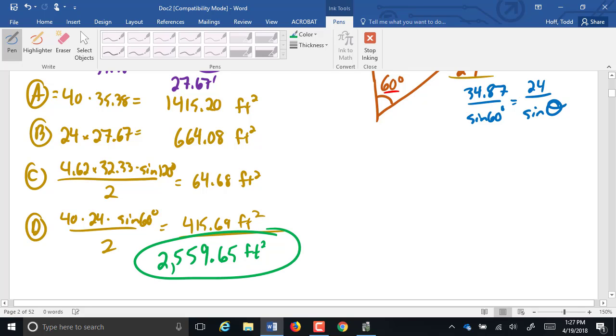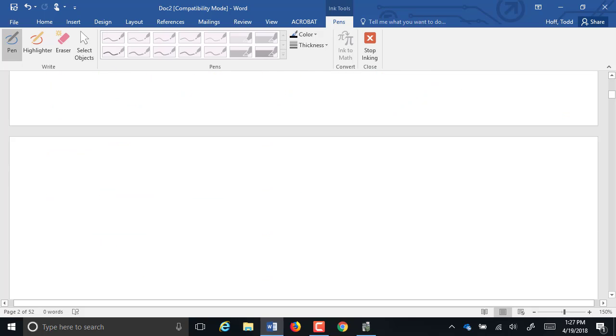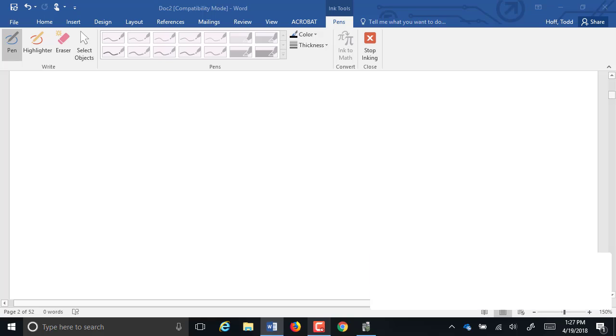2559.65 square feet. What do you guys think? Correct? It is a lot of work. They'll get worse before the semester's over. I got 4 more weeks. Draw this one out for us.